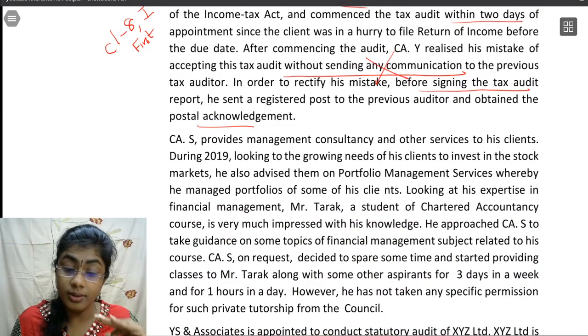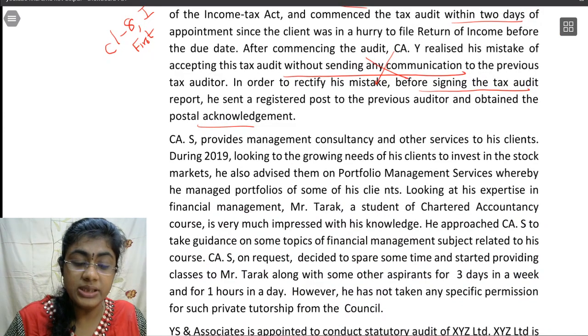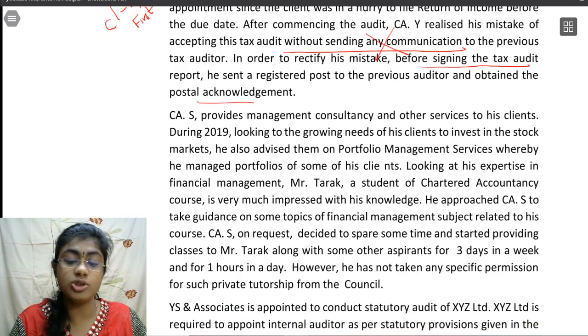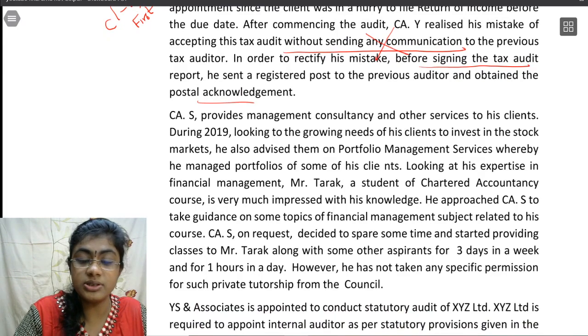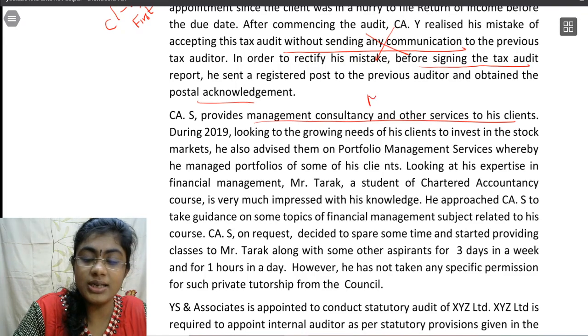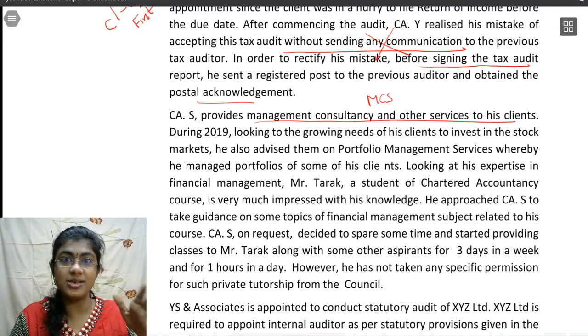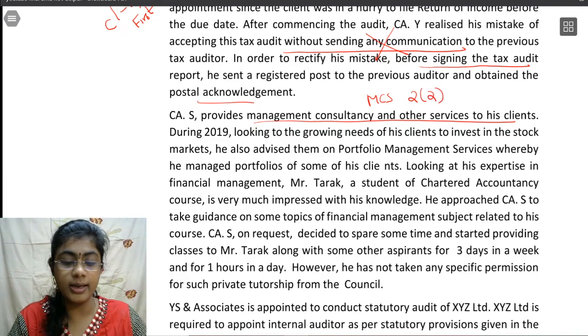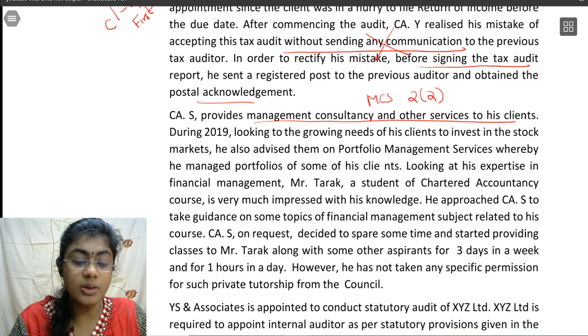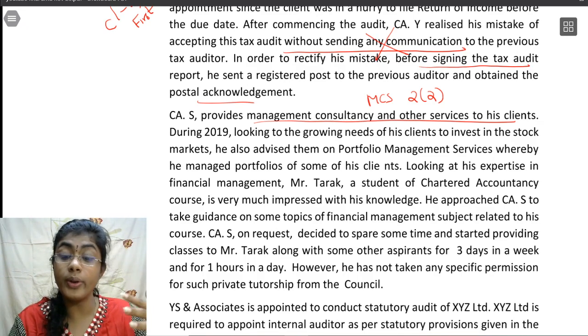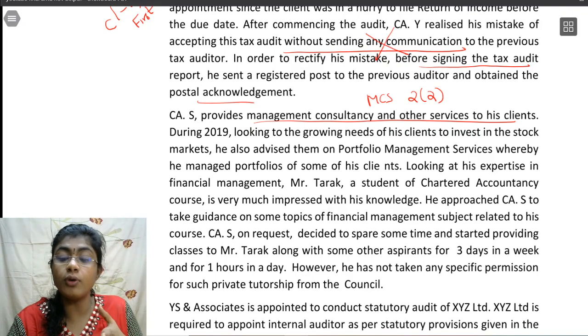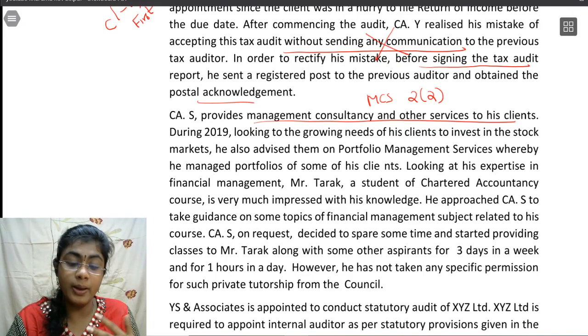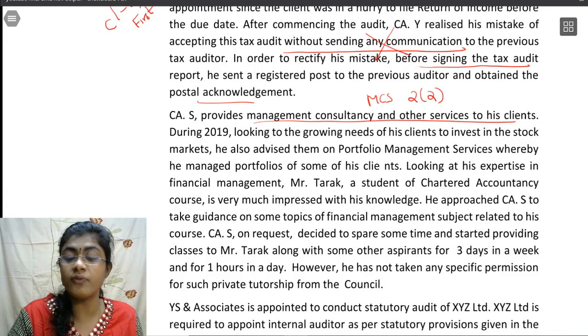Moving on to the next paragraph. CAS provides management consultancy and other services to clients. We call it MCS, Management Consultancy Services, under section 2.2 of our CA Act. During 2019, looking to the growing needs of his clients to invest in the stock exchange, he also advised them on portfolio management services, whereby he managed the portfolio of some of his clients.